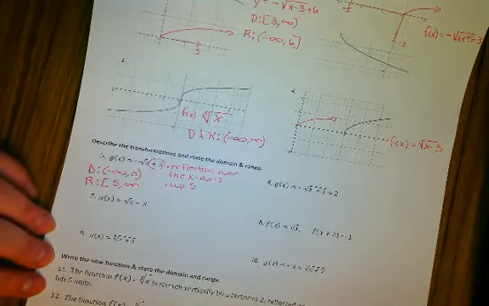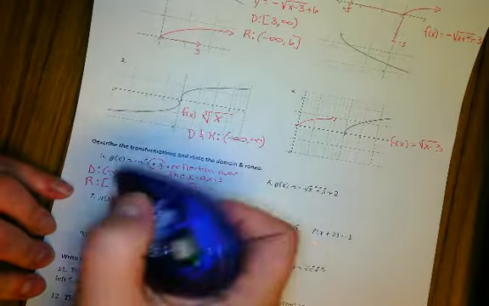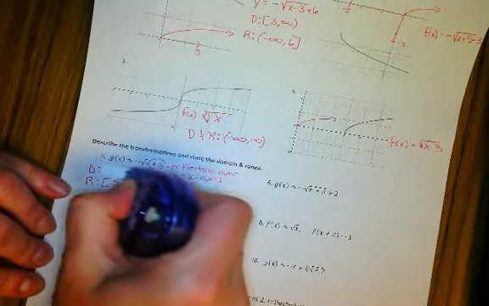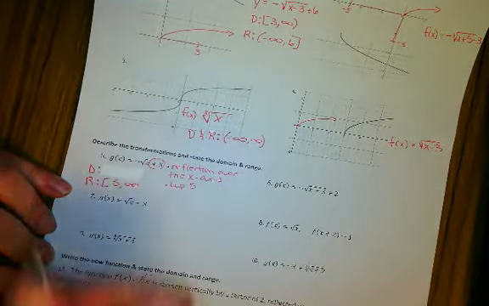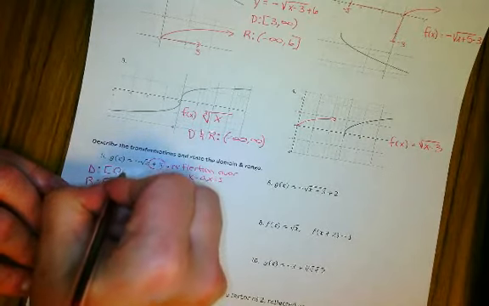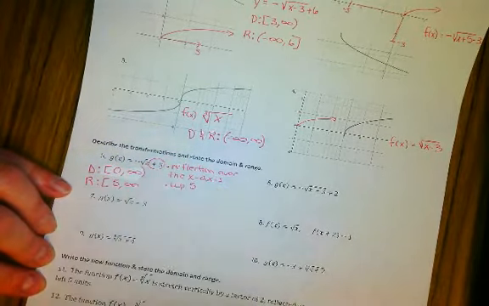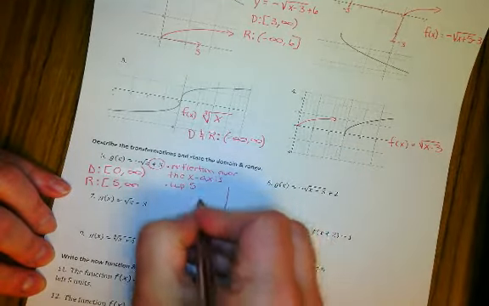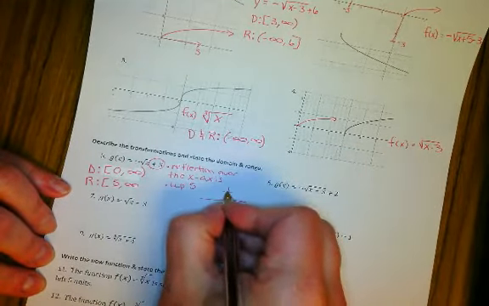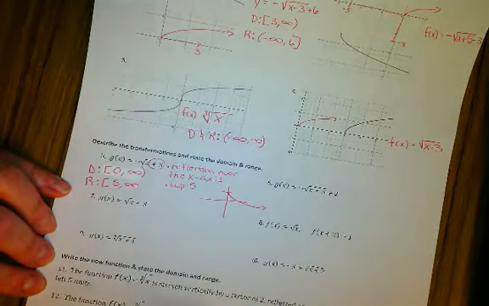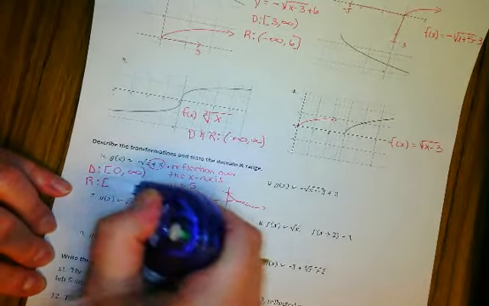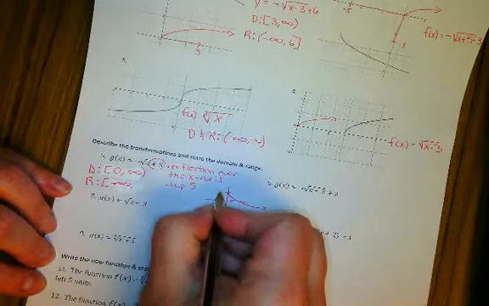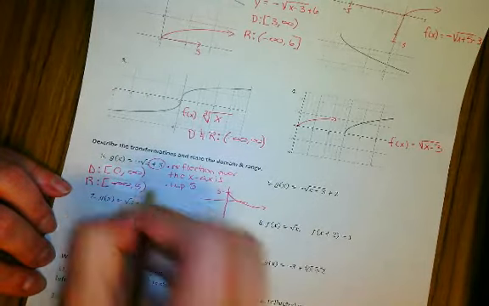Oh, whoops. I have that backwards. Sorry about that. The domain will still be 0 to infinity. And then the range, because it's now been flipped, it'll be negative infinity to 5.